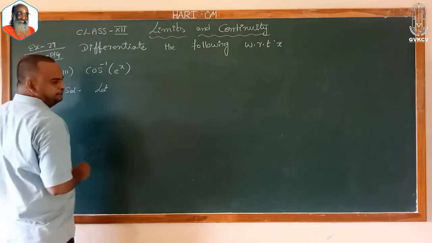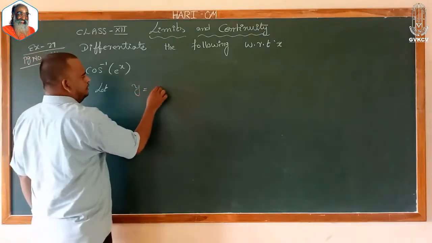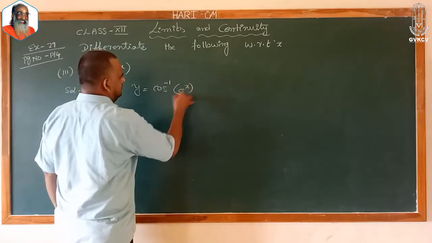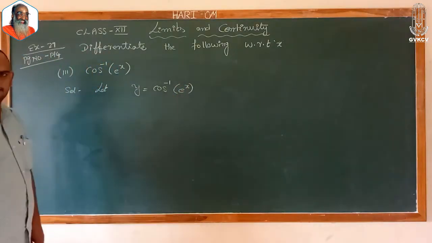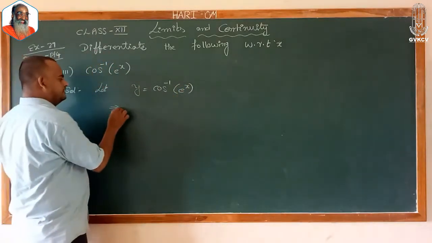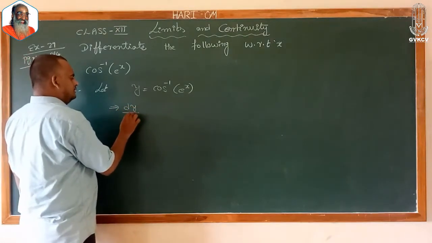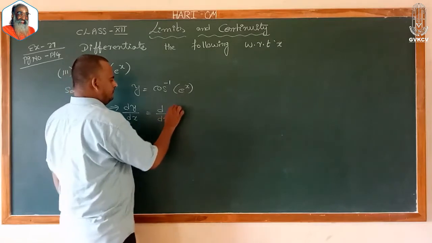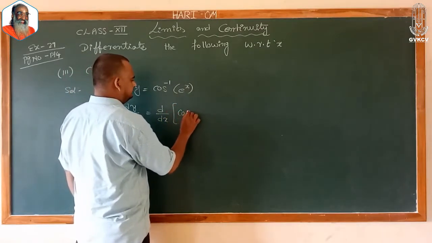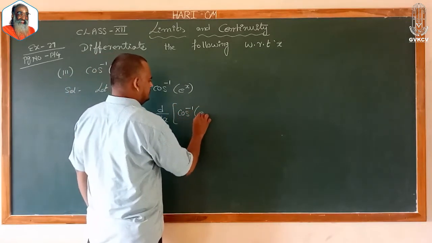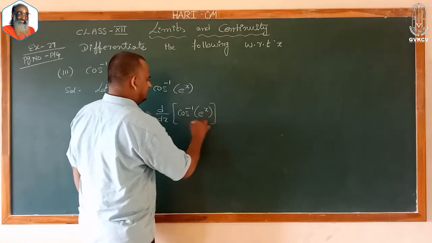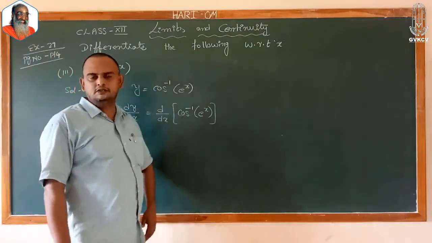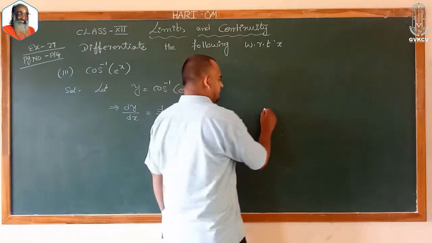Let y is equal to cos inverse of e power x. Now let us go for differentiation. dy by dx is equal to d by dx of cos inverse e power x. Now here in cos inverse, we have an inverse trigonometric function.